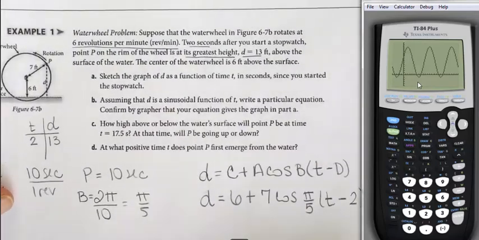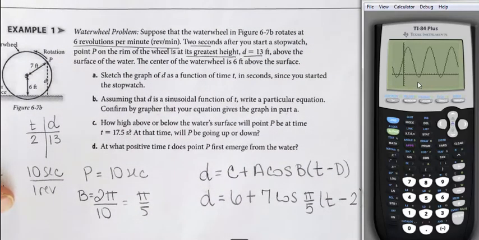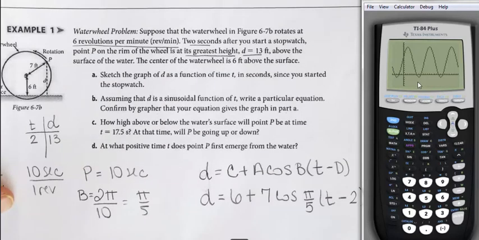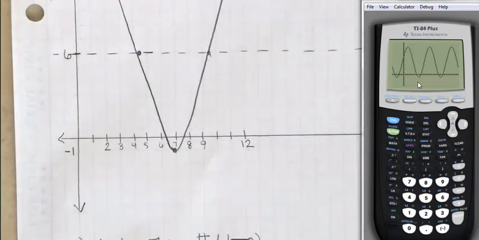So now, part C is how high above or below the water surface will point P be at time t equals 17.5 seconds. And at that time, will P be going up or down? So I can do this a couple ways. I can just use my grapher. So if this was 7, let's see. Oh, actually, I could do 17.5. Why don't I just trace it?